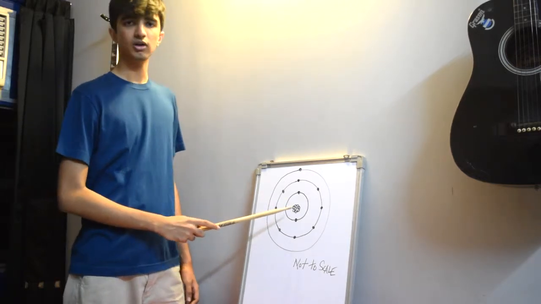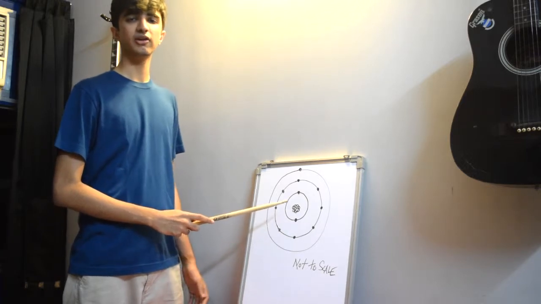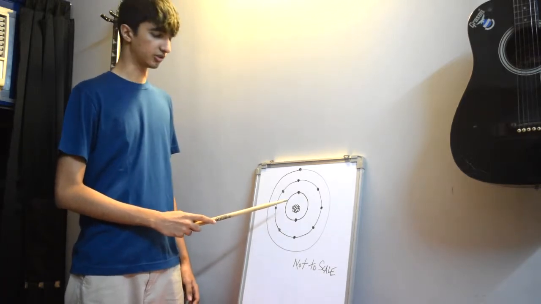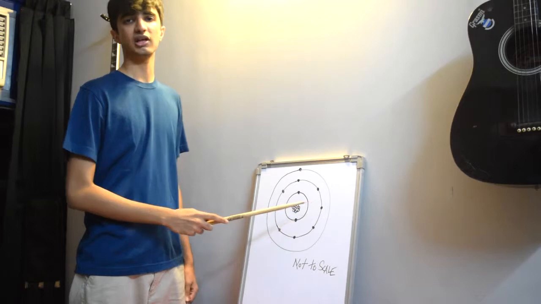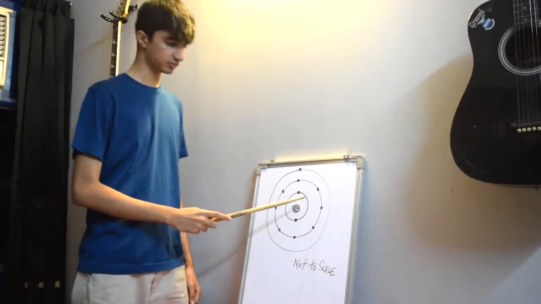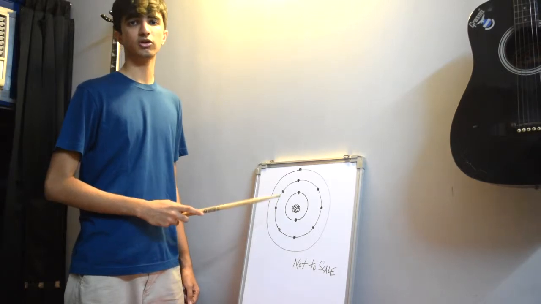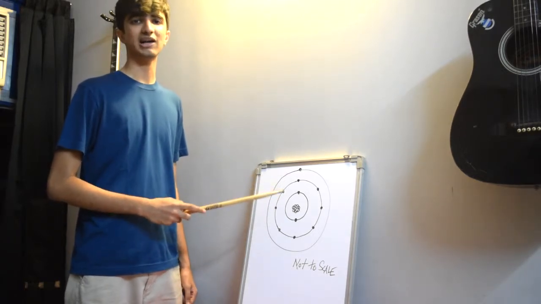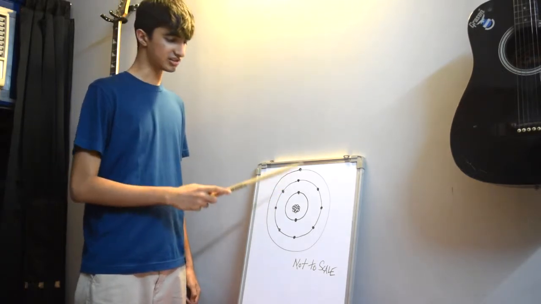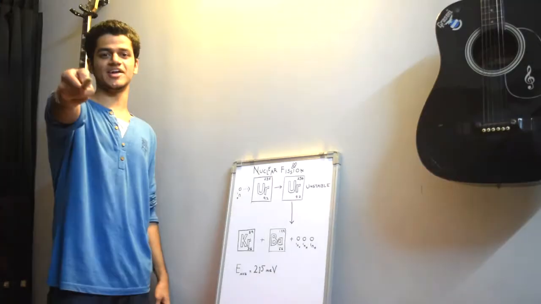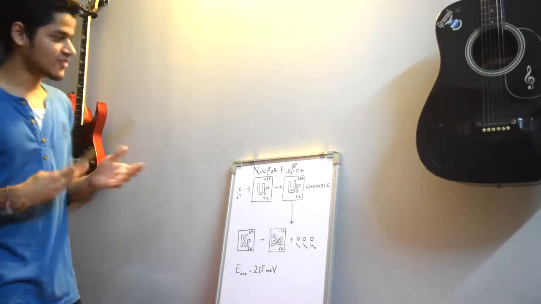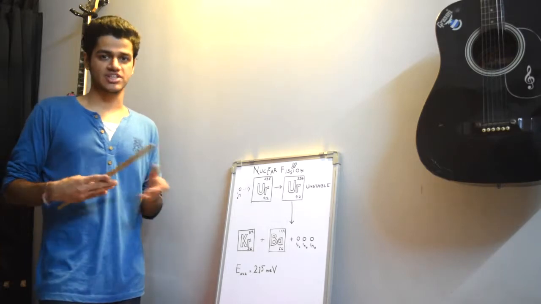The width of the nucleus is in the range of 10 raised to minus 15 meters, whereas the width of the atom is in the range of 10 raised to minus 10 meters. As you can see, the atom consists of a lot of energy that can be tapped into, but the size is very small, just like your Anium. So here we have a pictorial representation of a nuclear fission reaction.